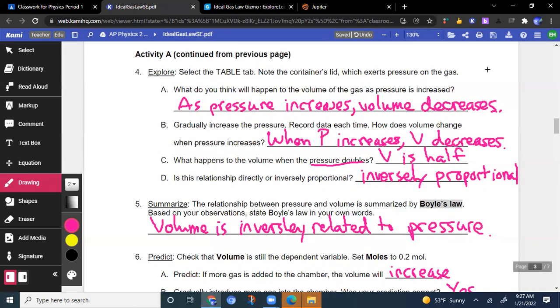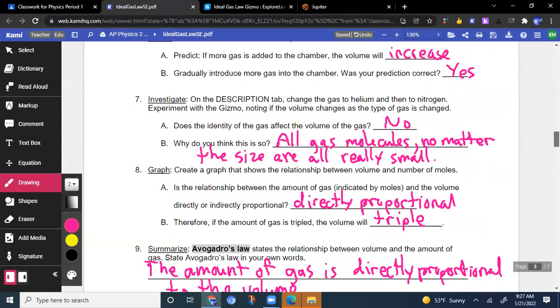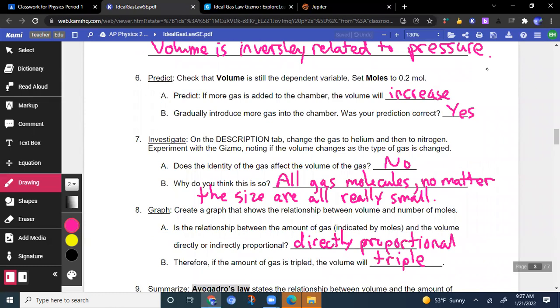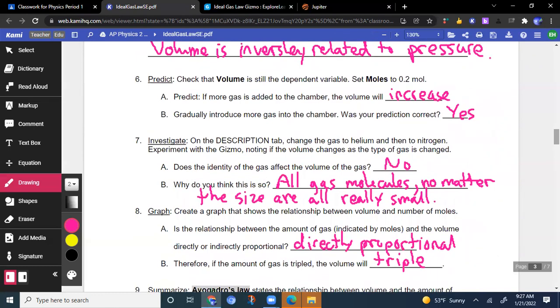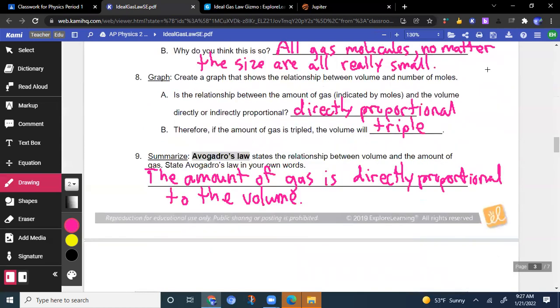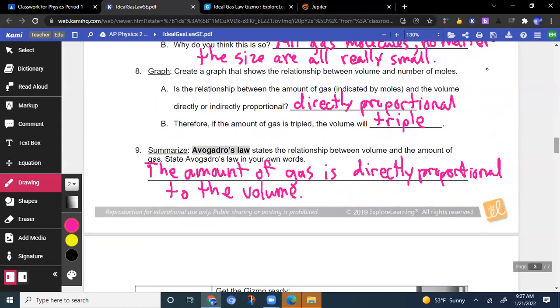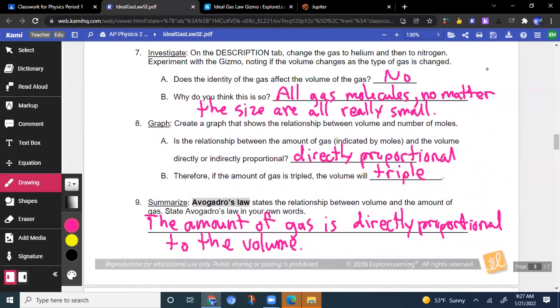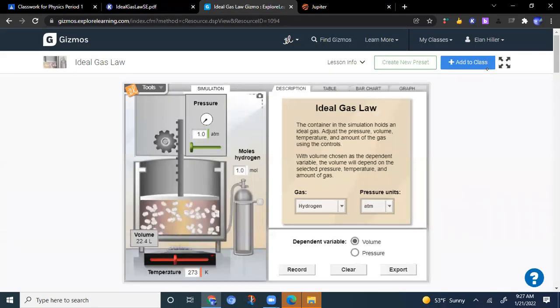Then we took a look at the number of moles, or the amount of gas. Okay, and one of the first things we did is we changed the type of gas from hydrogen to helium to nitrogen, and we saw no real effect on the size of volume. The volume didn't change. In fact, just kind of reminding you about how that looked, you can see the volume is set at 22.4 liters. If I change it from hydrogen to helium, the volume doesn't change. It's a slightly bigger gas molecule, but the volume doesn't change. Change it to nitrogen, which is 14 times bigger.